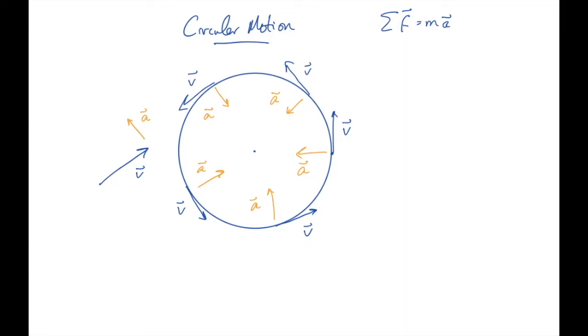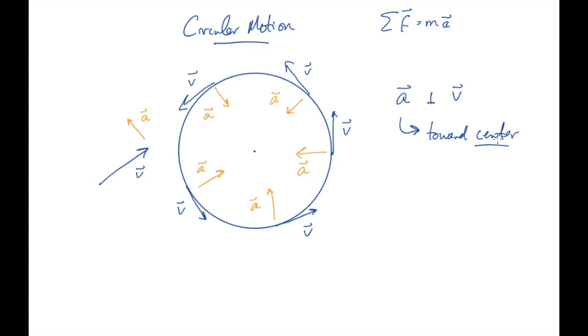So some things we can conclude so far about the acceleration vector in the case of uniform circular motion. We know that the acceleration must be perpendicular to the velocity because the speed isn't changing. We can also see that that acceleration vector must be directed toward the center. So the acceleration vector always points toward the center of the circular path in the case of uniform circular motion.